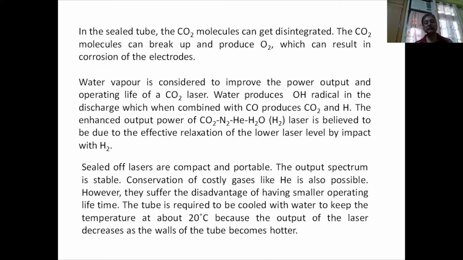However, they suffer the disadvantage of having a small operating lifetime. The tube is required to be cooled with water to keep the temperature at about 20 degrees centigrade, because the output of the laser decreases as the walls of the tube become hot.